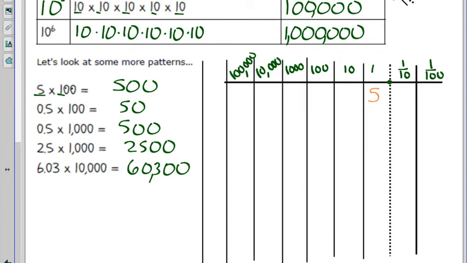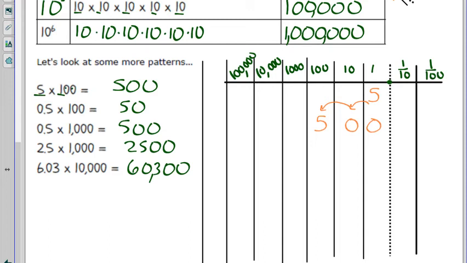I'm starting with my first problem, 5. And I want to multiply it by 100. That means I'm making it 100 times bigger. So it's going to go 10, 100 times bigger. It's going to end up right here with 2 zeros. Every time I multiply by 10, my number moves to the left 1 place.